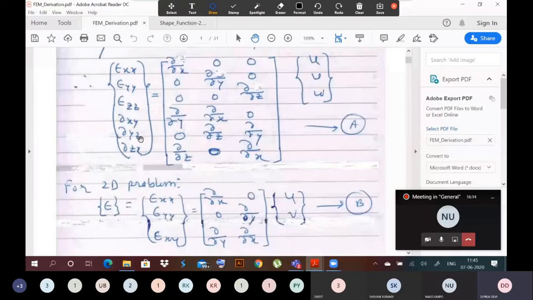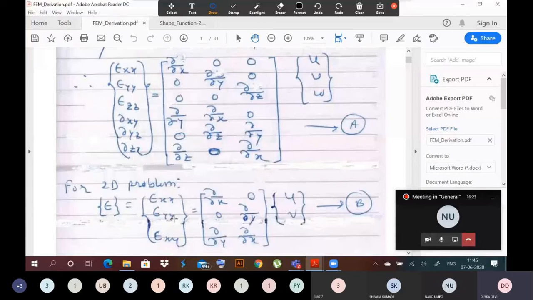So in this case, this matrix will be modified like this. Epsilon xx will be equal to a function of u and v. Epsilon yy, epsilon xy, they will be functions of u and v alone. w will be omitted. So equation B is for any particular two-dimensional problem in general.